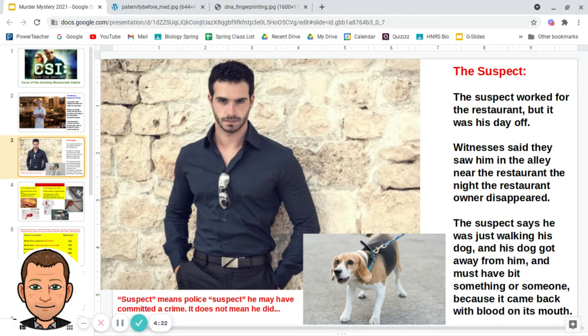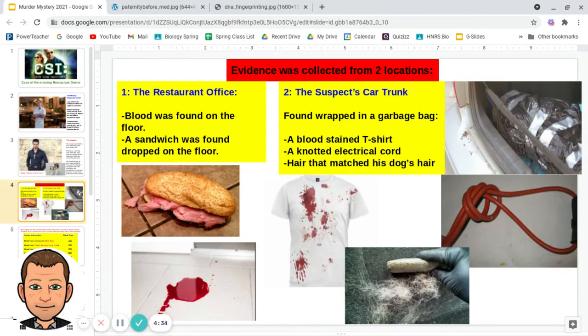Now, keep in mind, when we're calling this guy the suspect, it means that the police suspect that he may have committed a crime. It doesn't mean he did, but they're questioning because they suspect he may have.